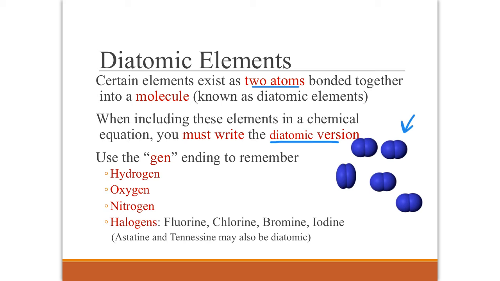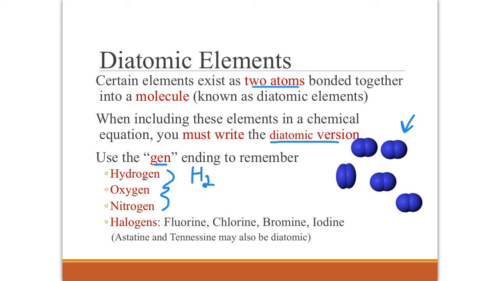But this will be an illustration of a diatomic element. You have two atoms that are exactly the same bonded together. An easy way to remember the most important 7 diatomic elements is to think of things that end in gen. So the 3 common gases that you are familiar with probably from biology, hydrogen, oxygen, and nitrogen, they all end with this gen ending. They are all diatomic elements. So if you were writing them in a formula, we would be writing H2 or O2 like we did all last year in biology, or N2.